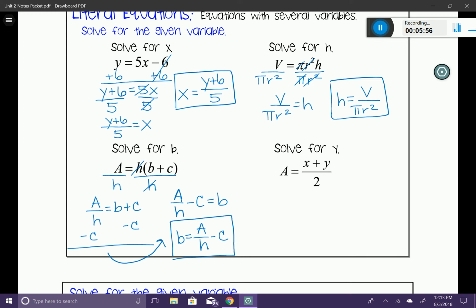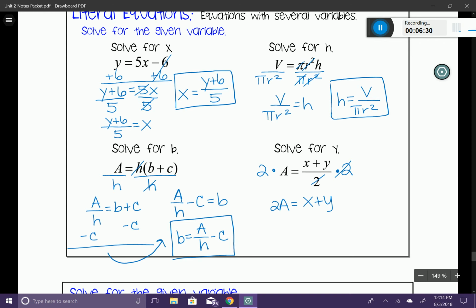Okay, let's try another one. This one we want to solve for y. So let's work our way up to the y. Now, if this was a regular two-step equation with numbers, I wouldn't start by subtracting x from both sides. You know that. We would start by eliminating that denominator. So I'm going to do that here. I'm going to multiply both sides by 2. That's going to leave me with 2a equals x plus y, and it leaves me with x plus y because those 2's eliminate.